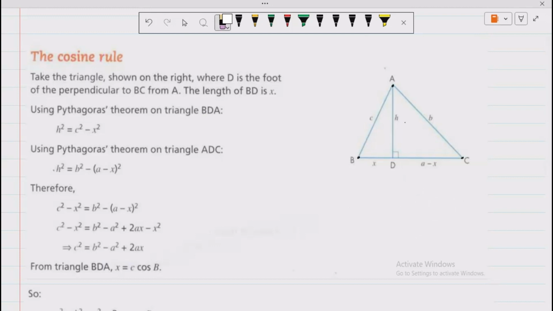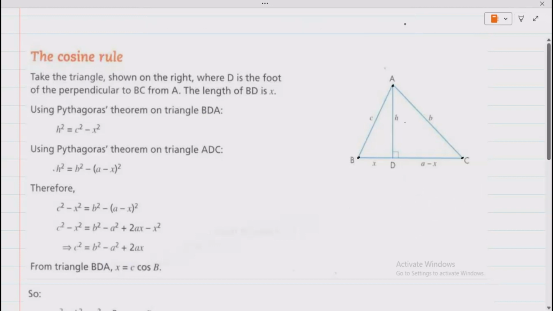First of all, see what the problem is. Suppose we are given a triangle with sides a, b, and c, and we want to find the value of h. So we have to find what h is. We can find this h in two ways.